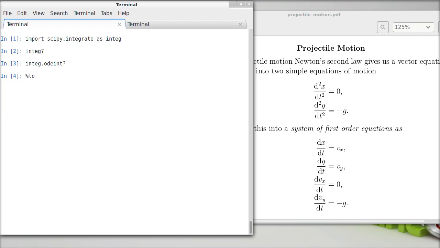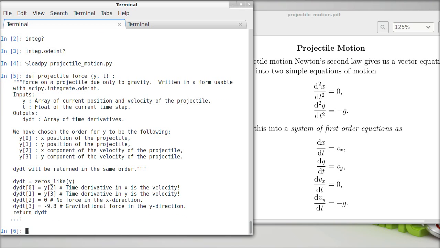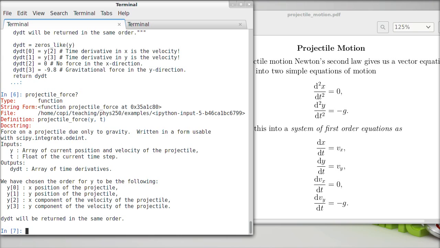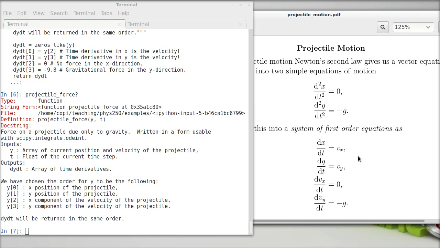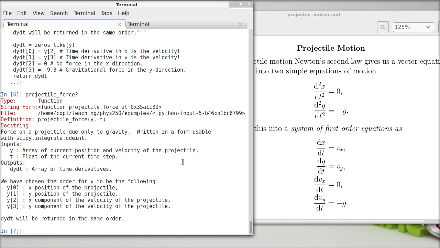I've already done that. I've written this, called projectile motion. Although I'm loading this locally, this is available from the examples page on the course website. And so here it is. We've defined some function. Maybe it's best to look at the documentation for this function. So this is a force on a projectile due only to gravity. It's implementing these equations of motion, written in a form that's going to be usable for ODE-int.